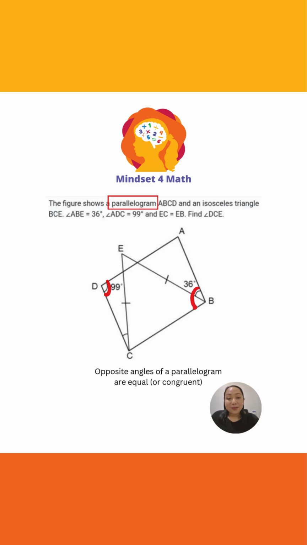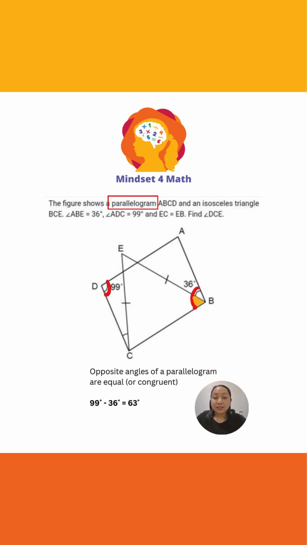We know that ABCD is a parallelogram. Opposite angles of a parallelogram are equal or congruent. I marked here angle ADC and angle ABC red. This is because they are opposite angles. So if angle ADC is 99 degrees, we can also say that angle ABC is also equal to 99 degrees.